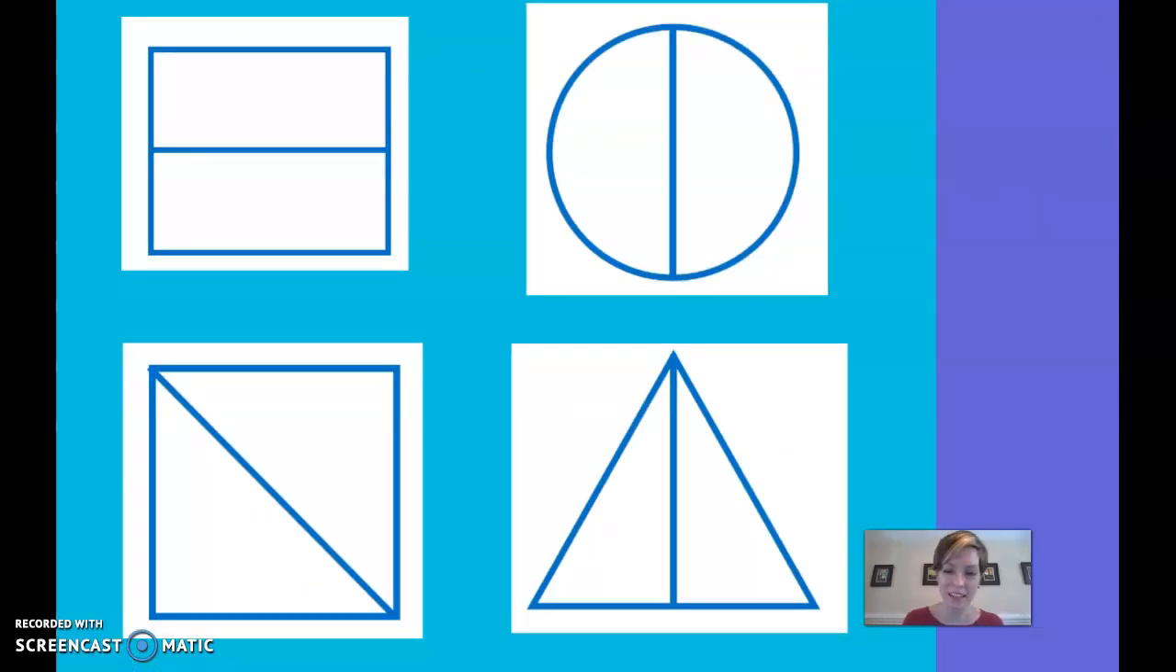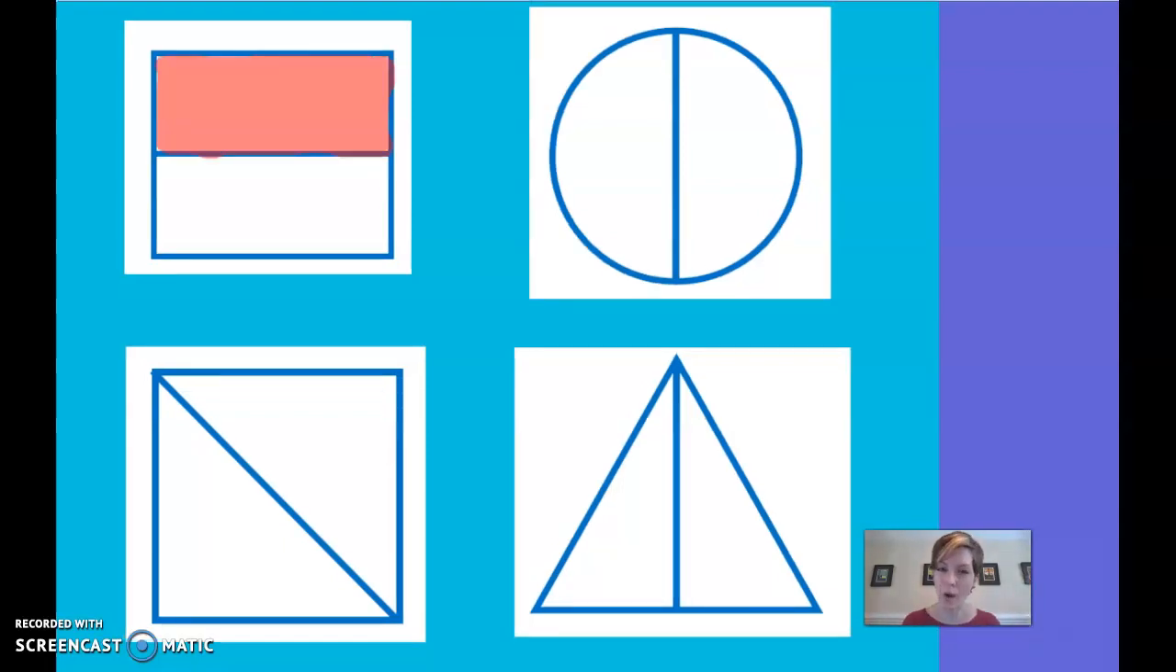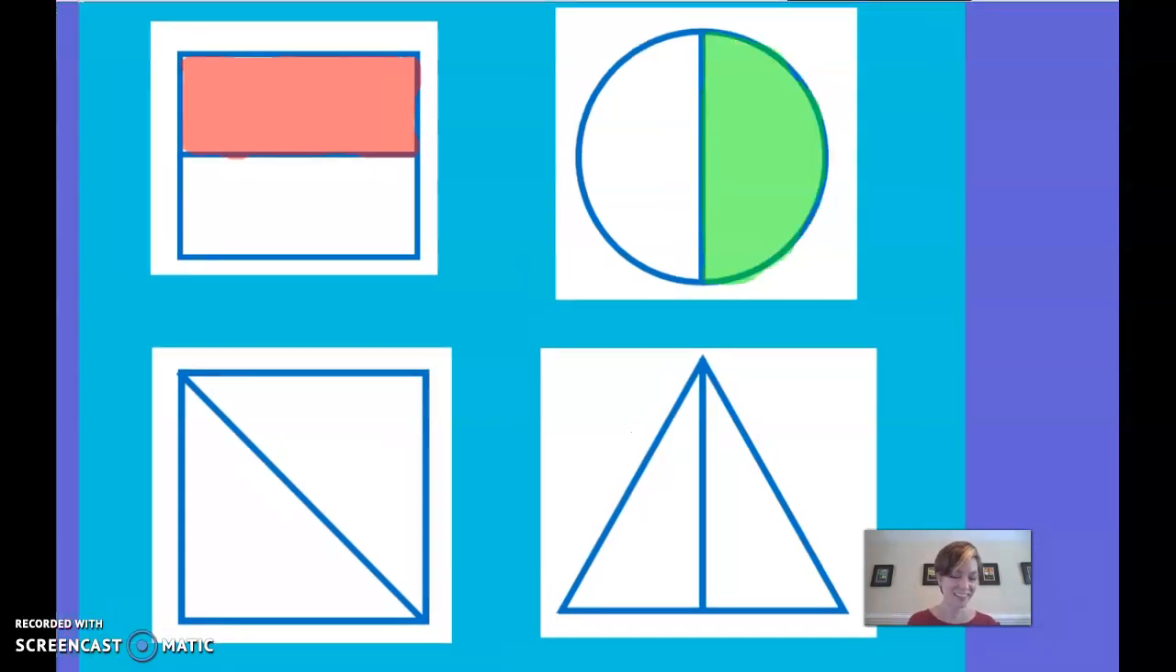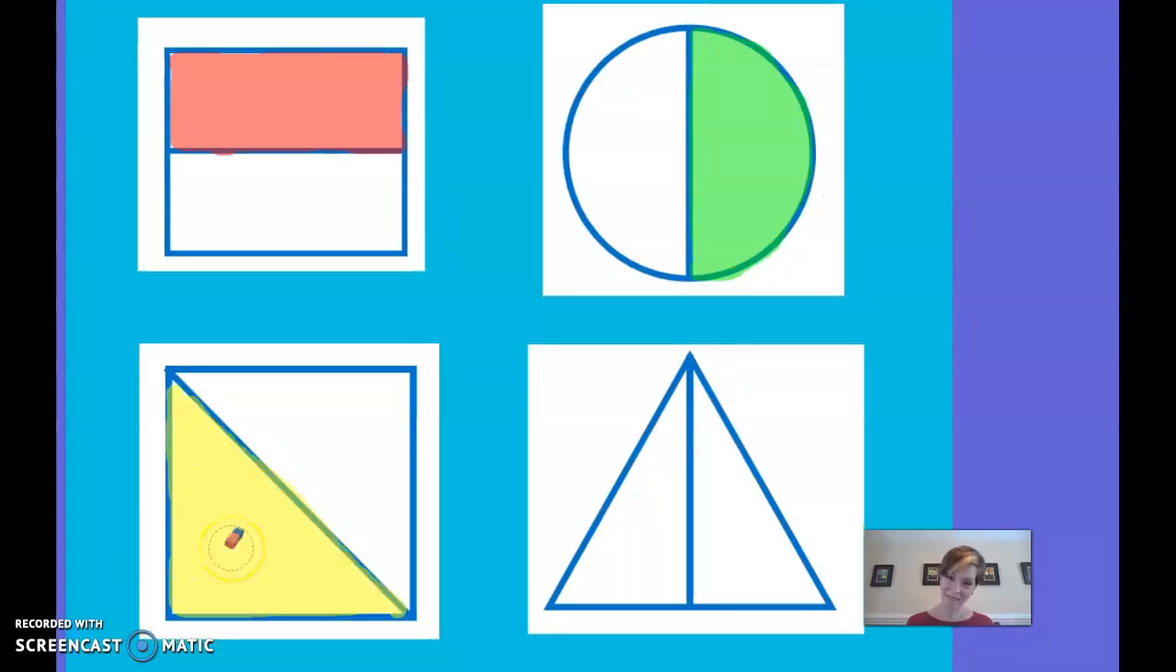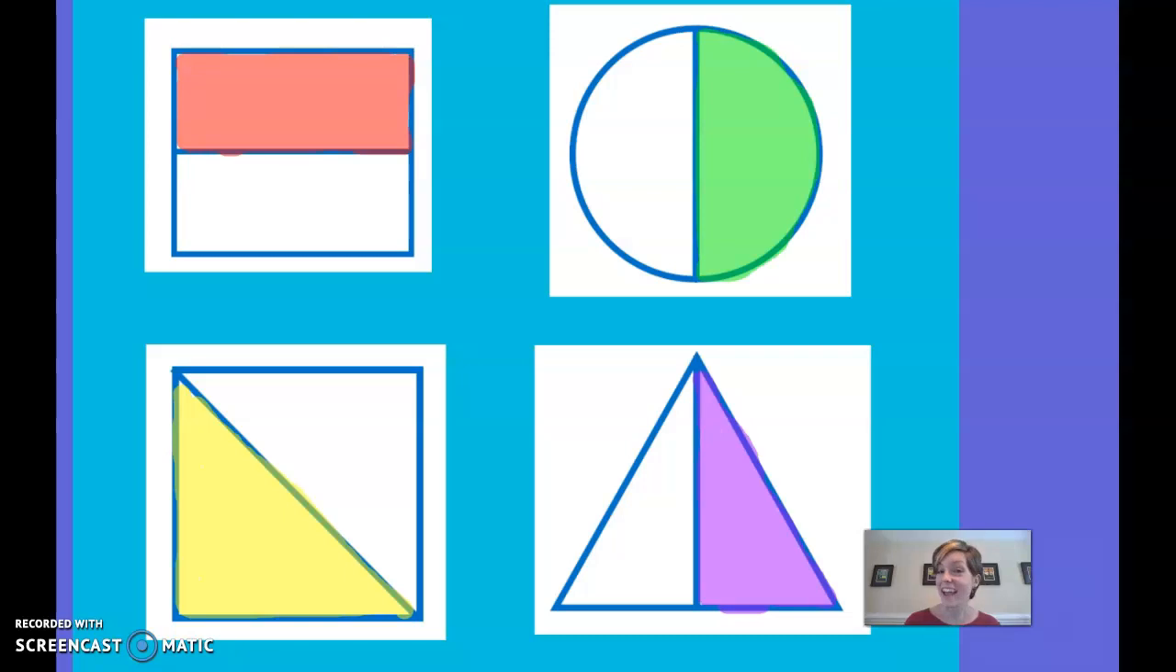So here are some shapes that I have partitioned into 2 equal parts. When I have 2 equal parts, those are called halves. Well done. And I'm going to be shading in 1/2 of each of these shapes. Voila! There is 1/2 of my rectangle that I have colored in, 1/2 of my circle, 1/2 of my square, and 1/2 of my triangle. I know, you must be thinking I'm pretty magic right now, right? She colored in those shapes so fast.